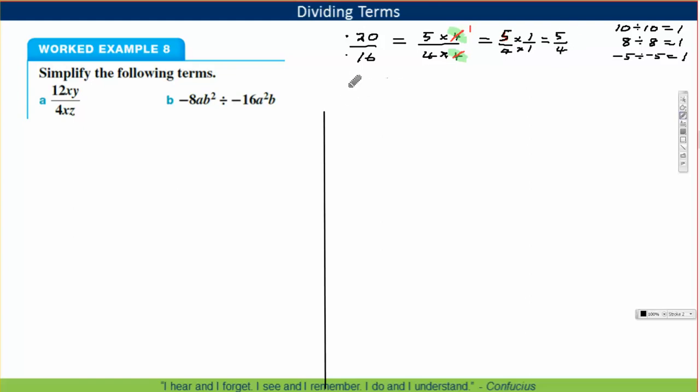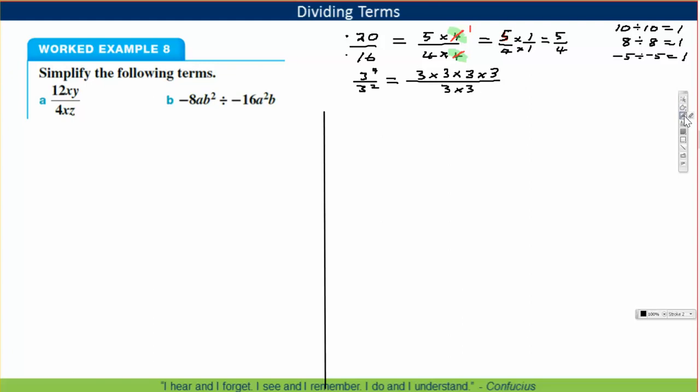The other issue is powers. So if we have 3 to the power of 4 over 3 squared, just remember with powers, 3 to the power of 4 is 3 repeated multiplication 4 times, so 3 times 3 times 3 times 3 over 3 times 3.